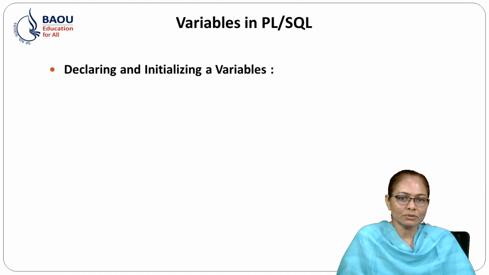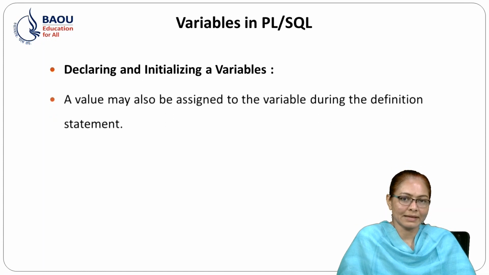Now, how to declare and initialize a variable at a time? Here, we declare and initialize a variable together. A value may also be assigned to the variable during the definition statement. We have to initialize the identifier by using the assignment operator, colon and equal to sign, or the DEFAULT reserved word. The declaration and initialization examples are as follows.